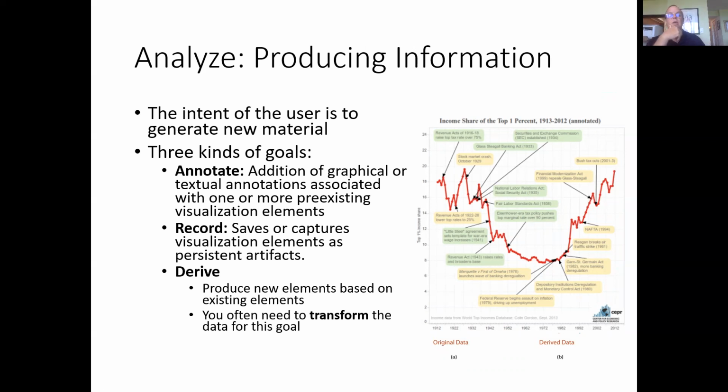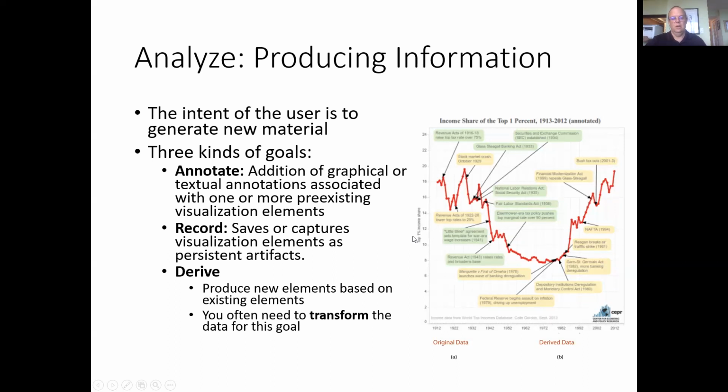And there are three kinds of goals. Pictured here is annotate. We're going to add additional graphical or textual annotations. Here we basically add annotations that correspond to various events. In terms of the income share of the top 1%, for example, the Glass-Steagall Act is pictured here on the right, and you can see what impact that had. The Federal Reserve begins the assault on inflation in 1979, driving up unemployment. So you can see the impact that had at the start of this steep rise here.